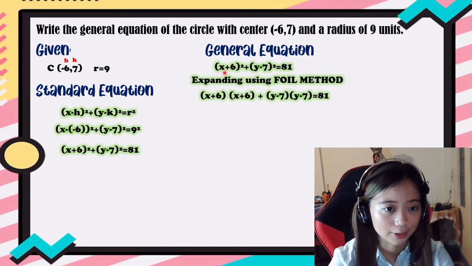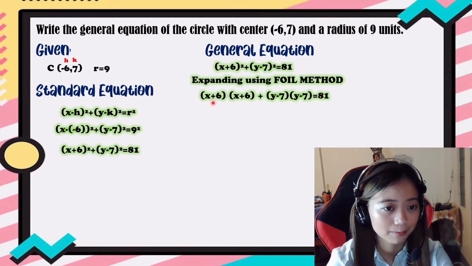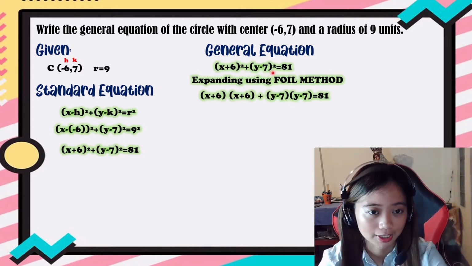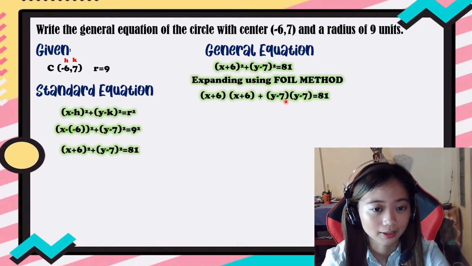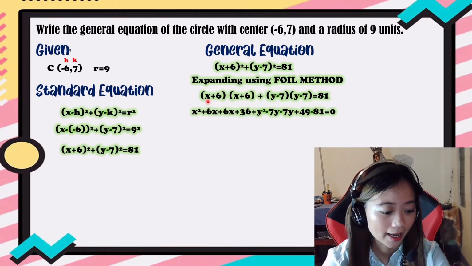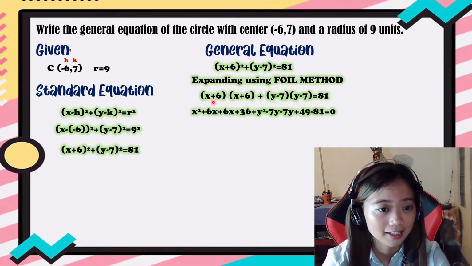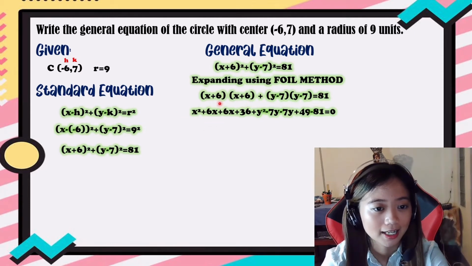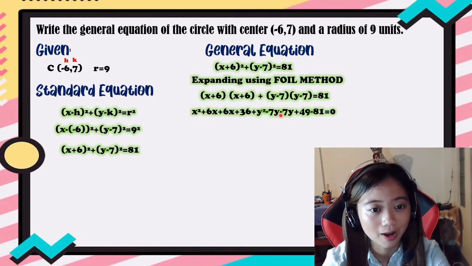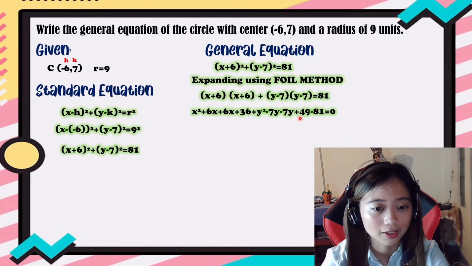So we have x plus 6 to the second power. This will be the quantity of x plus 6 times the quantity of x plus 6. Plus, we have the y minus 7 raised to the second power, so this will be the quantity of y minus 7 times y minus 7 equals 81. Then, we will multiply x times x equals x squared, x times 6 equals +6x, 6 times x equals +6x again, and 6 times 6 is equal to +36, plus y times y is equal to y squared. Y times -7 is equal to -7y, and -7 times y is equal to -7y also, and -7 times -7 is equal to +49.